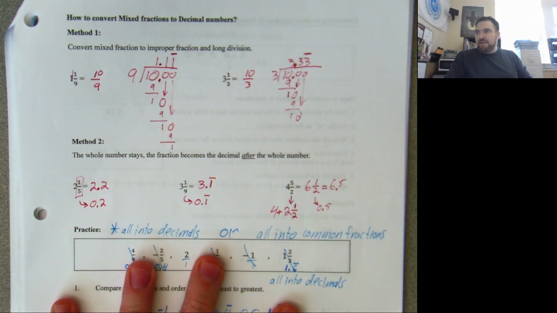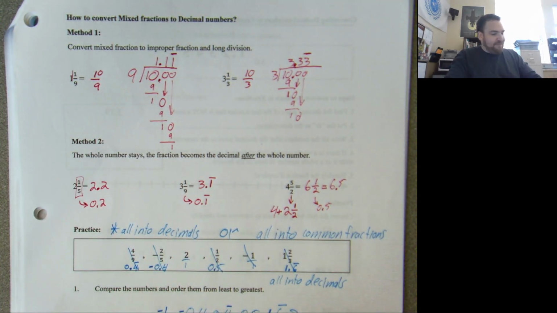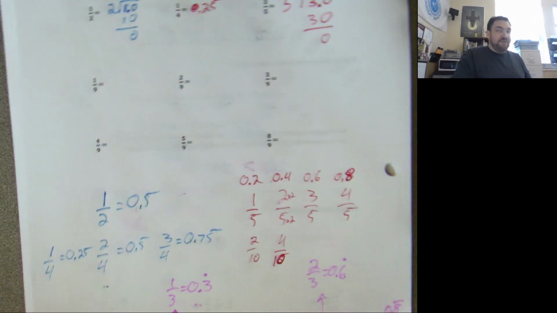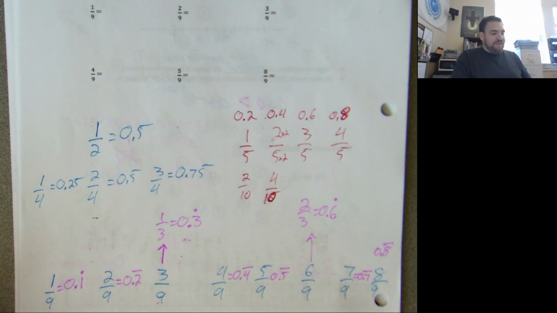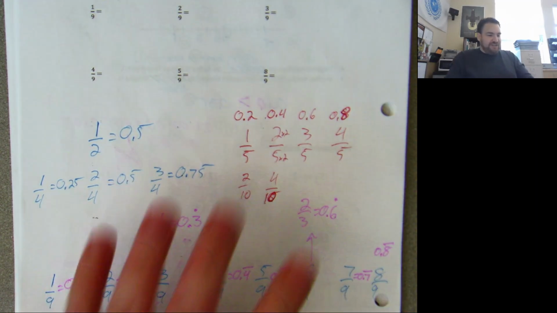So we didn't get very far. We were converting mixed fractions to decimals. We were converting other fractions to decimals. We were long dividing, or we were using known fractions.